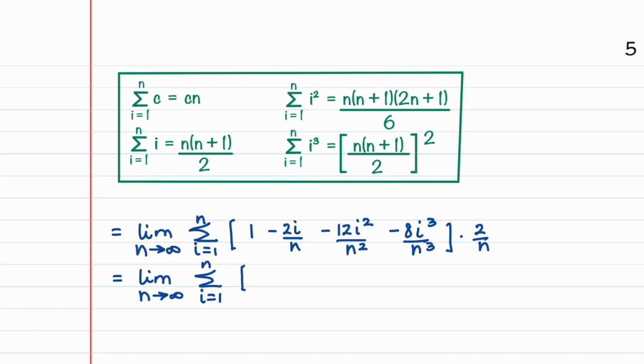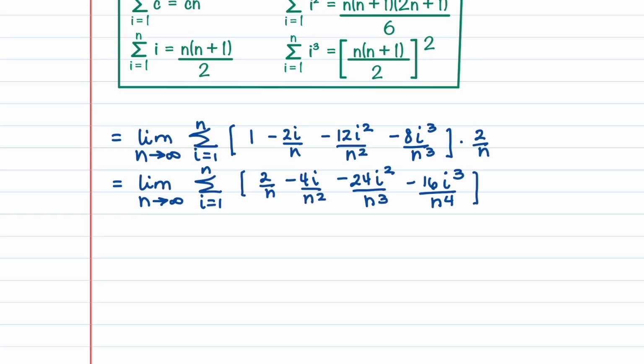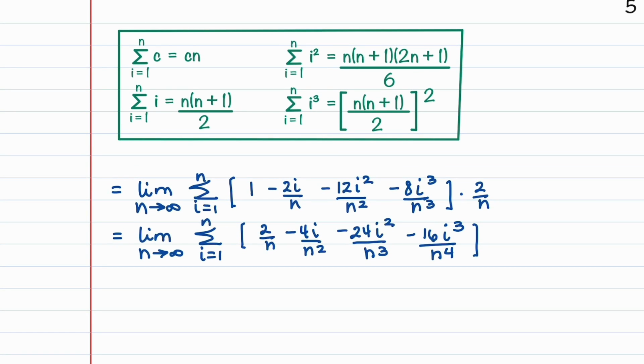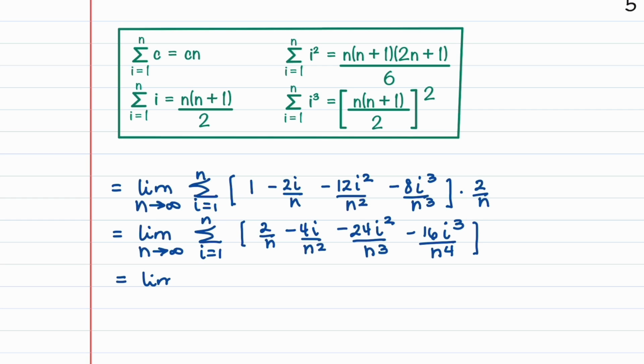This gives us 2 over n minus 4i over n squared minus 24i squared all over n cubed minus 16i cubed all over n to the 4th. Now we're going to use these formulas right up here at the top. So we're now going to have to distribute our sum to all four terms, and then we can use those formulas. This is equal to the limit as n goes to infinity. We'll put a bracket here because we're going to have four sums now.